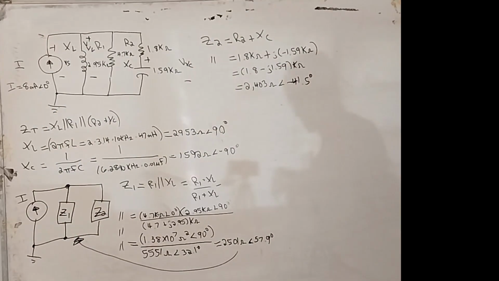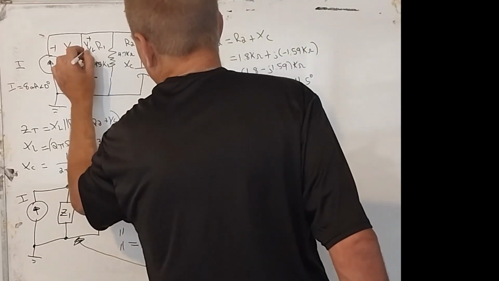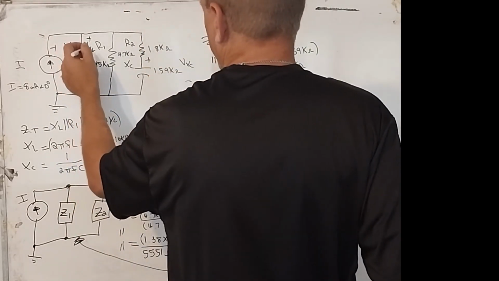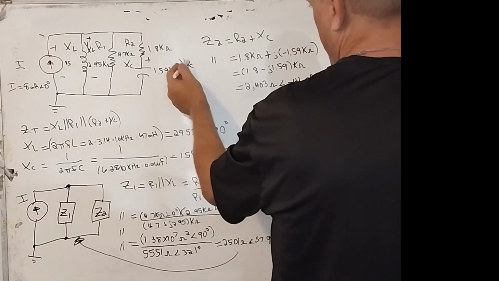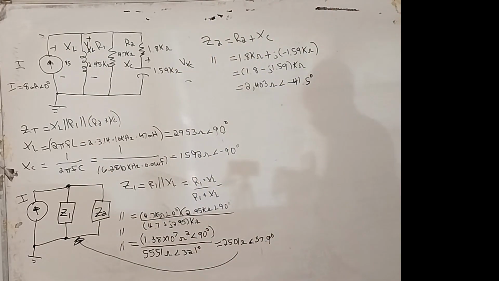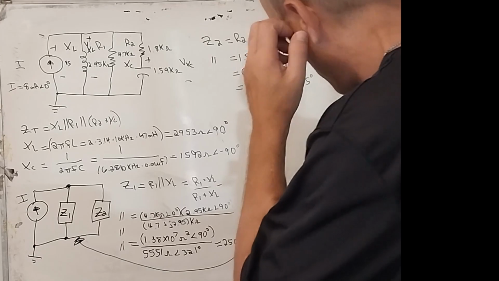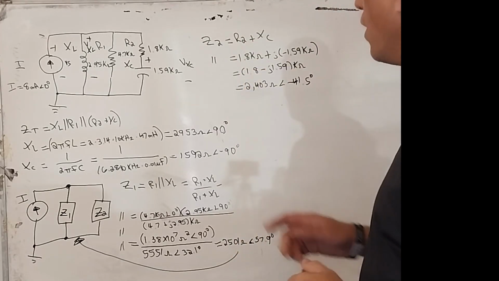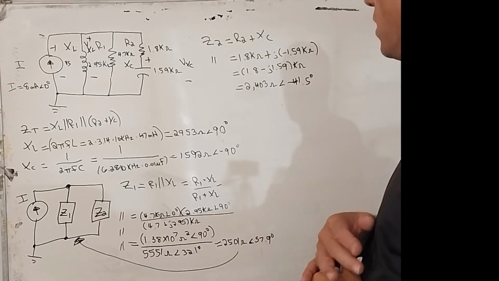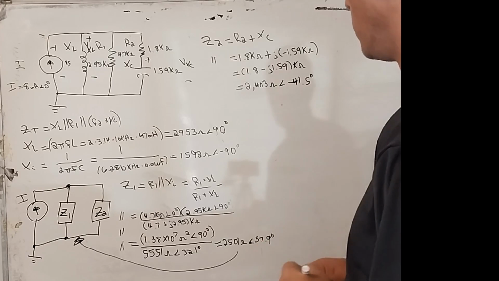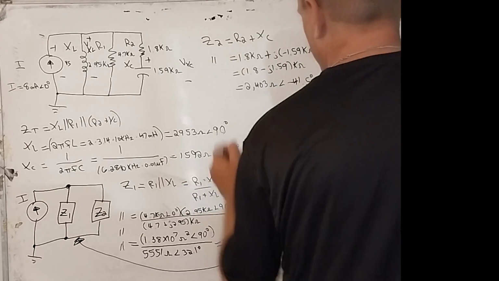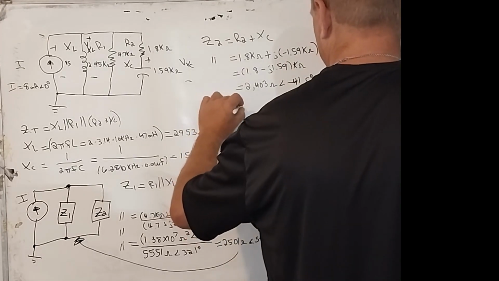Not really written right, but hopefully you can understand. This is voltage of X of L. This is voltage of X of C. Probably better if I use color markers next time. All right. So let's do the Z sub T.